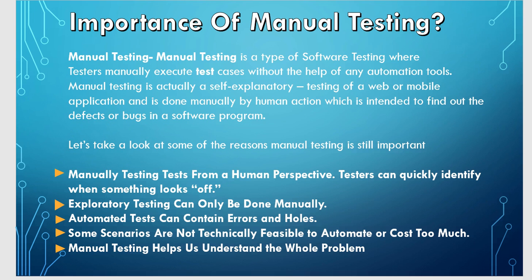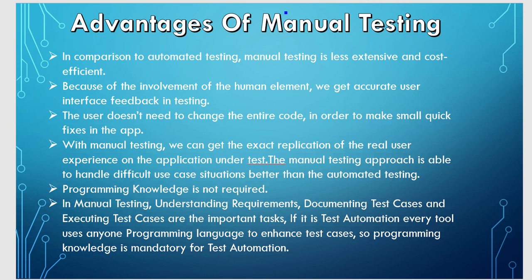Manual testing helps us understand the whole problem basically. Over time, automated testing can save time. It is great for getting quick results on a broad level, but manual testing allows us to understand the problem on a conceptual and emotional level. So that is more about the importance of manual testing, why it is important.